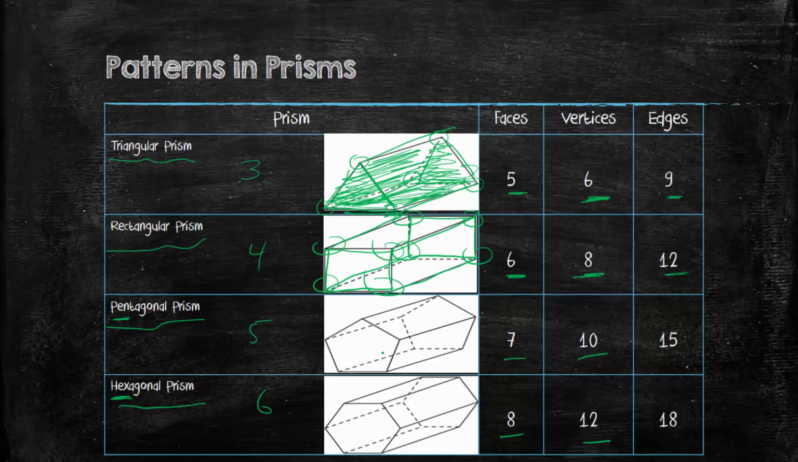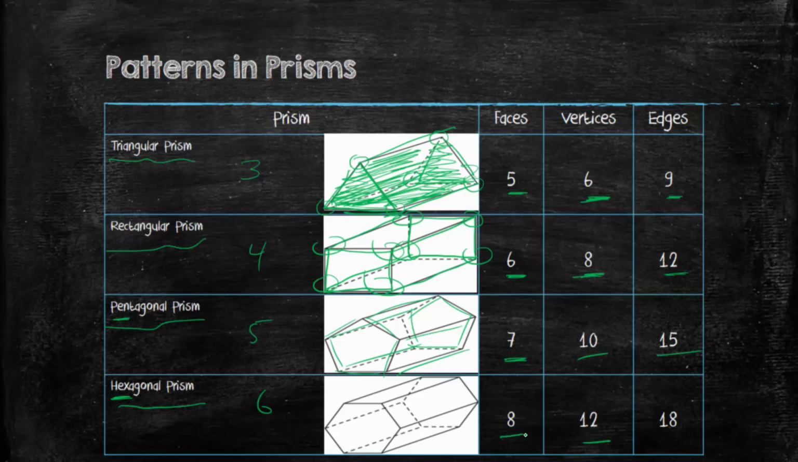Pentagonal prism, 7 faces, and you could tell why. 5 faces around and 1 on each. And hexagonal, 6 faces around and 1 on each. Same with the triangular prism, we've got 3 faces around and 1 on each, hence 5. So that's the faces. But for the pentagonal, we've got 15 edges, and this also makes sense because we've got 5 around, that's 5, and then 5 on this side, and 5 on this side. So that makes it 15.